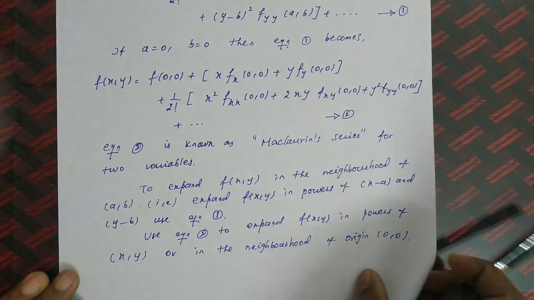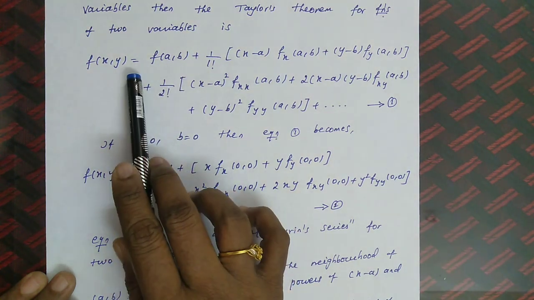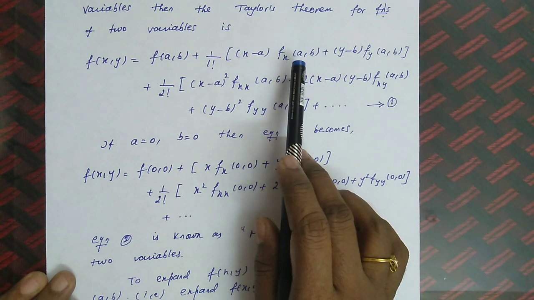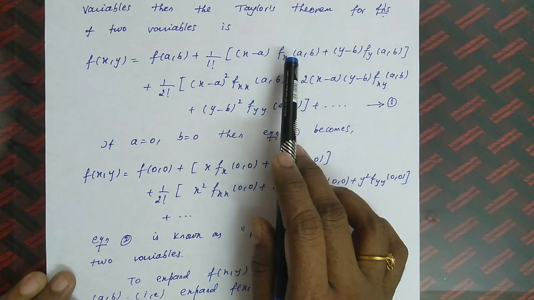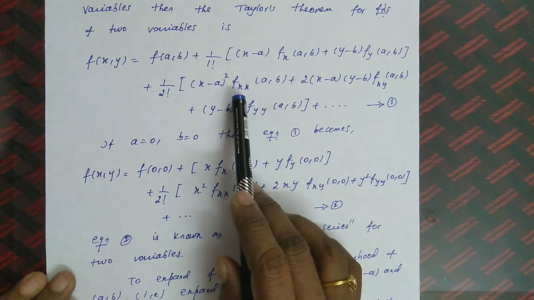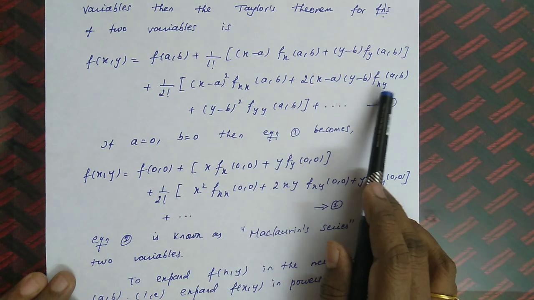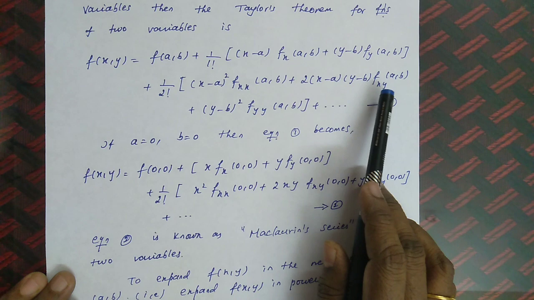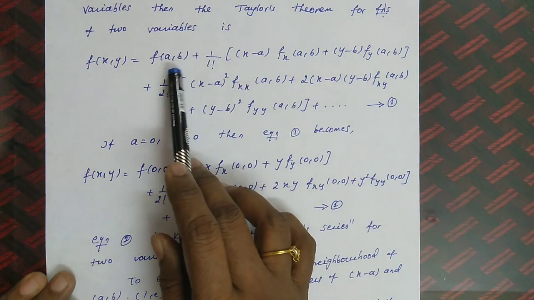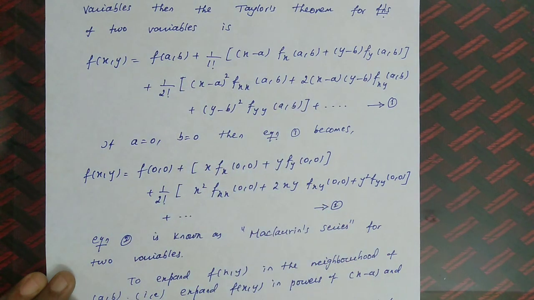So equation 1 is Taylor's series for two variables, that is f of x comma y equal to f of a comma b. Here we have written f suffix x. It's understood that it is the derivative of f with respect to x, and here with respect to y, and the double derivative with respect to x, and here with respect to x as well as y, and here it is the derivative with respect to y two times, at the point a comma b. That is called Taylor's theorem for f of x comma y in two variables.